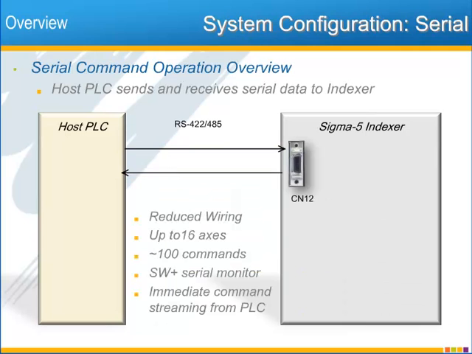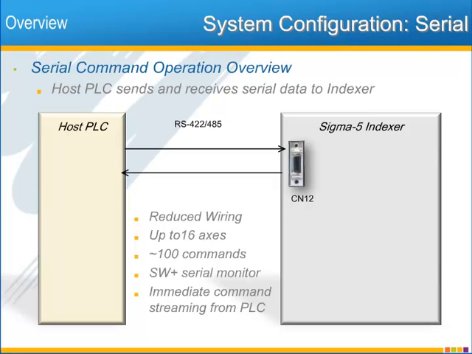The indexer can also be operated by a PLC over serial commands using RS-422 or RS-485 communication connected to port CN12. Network communication like this dramatically reduces the I/O wiring points, especially if several indexers will be wired to the PLC. Up to 16 indexers can be connected on one RS-422-485 network. The command set is simple, comprising roughly 100 ASCII commands.